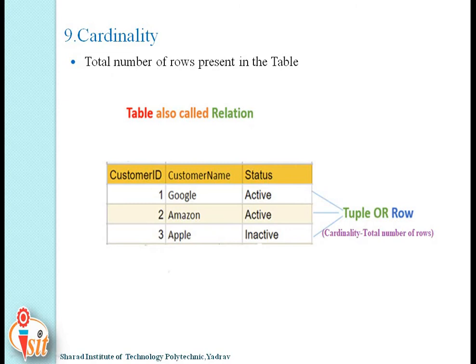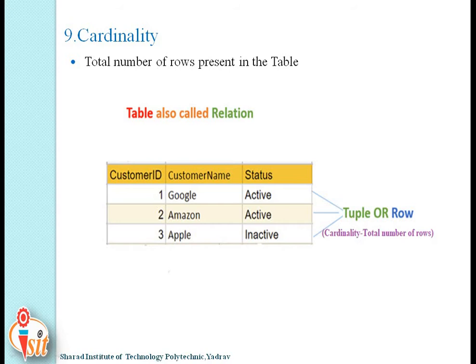Now the next one is cardinality. It is exactly opposite to the degree. As degree defines the number of attributes or columns in the table, cardinality is the total number of rows present in the table. Or you can say the cardinality of a relation is the number of tuples it contains. Here see the example of cardinality.